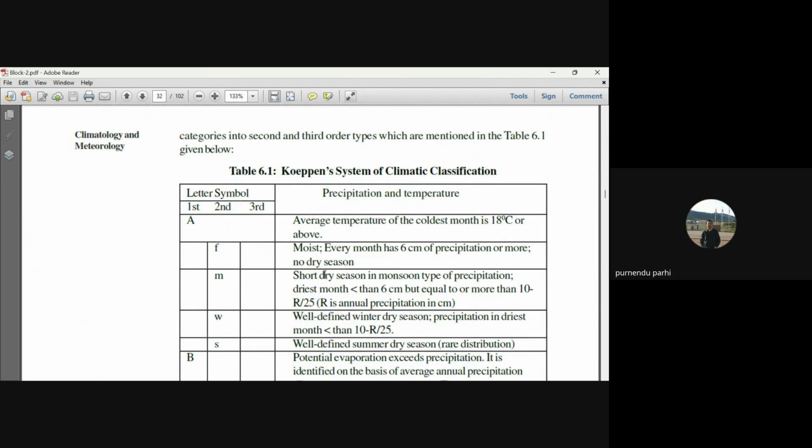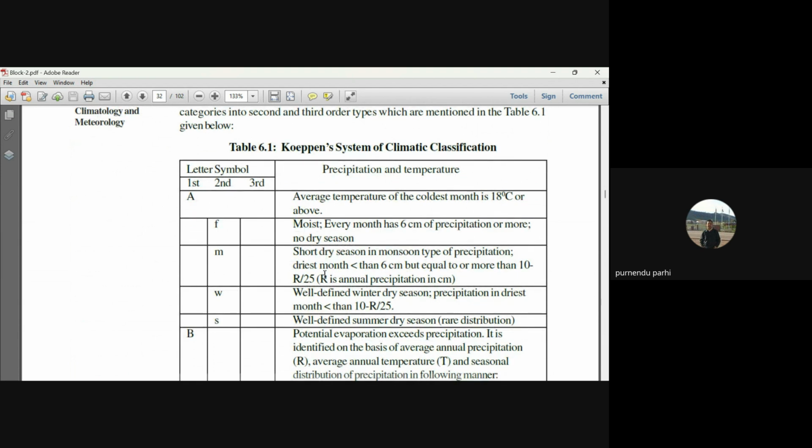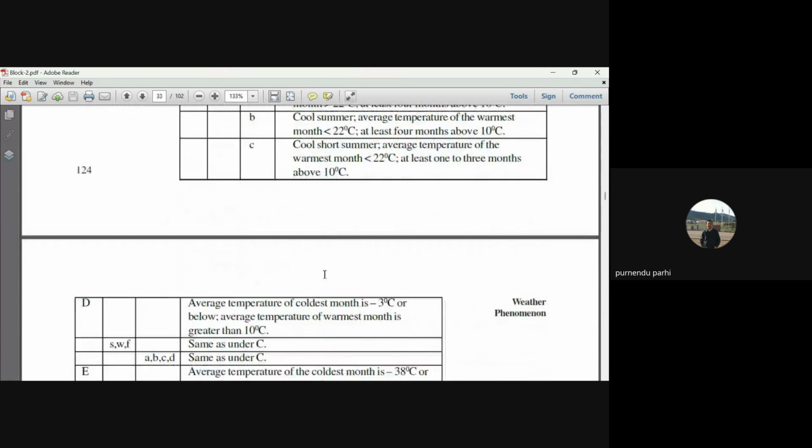So here is the Koppen system of climatic classification. Precipitation and temperature: average temperature in the coldest month is 18 degrees centigrade or above. Then the moist, every month has 6 centimeter precipitation or more, no dry season. This is the complete classification. The table is given here.